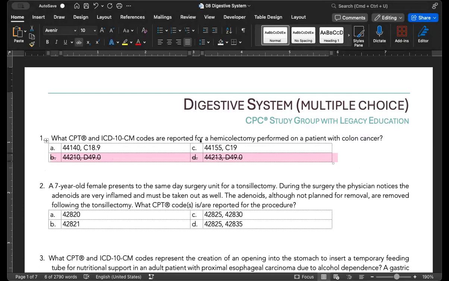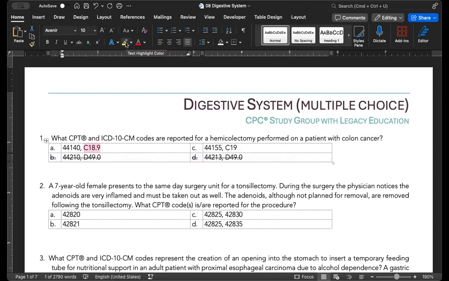And then we can look at C18.9 and C19 and see which one would most fit. What is our code description for C18.9? Malignant neoplasm of colon, unspecified. And what's our code description for C19? Malignant neoplasm of rectosigmoid junction. So which one of those codes is going to most accurately describe our colon cancer? A. Yep, the C18.9, because it's just the malignant neoplasm of the colon.